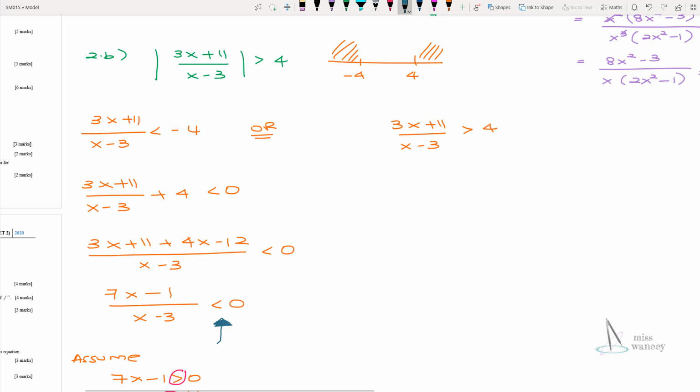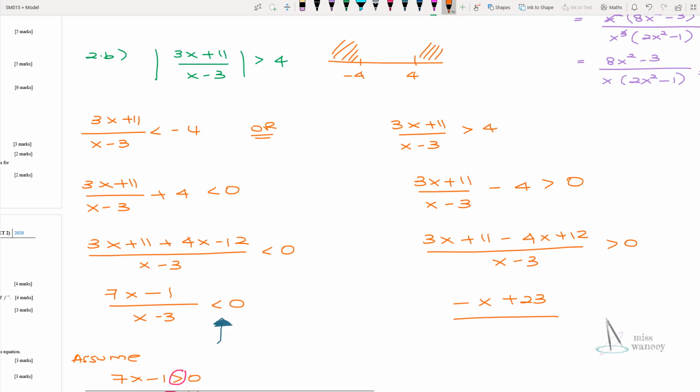Okay, so we got (3x plus 11) over (x minus 3) to be greater than 4. So bring it to the left hand side. So (3x plus 11) over (x minus 3) minus 4 greater than 0. Okay, so this is (3x plus 11 minus 4x plus 12) over (x minus 3) greater than 0. 3x minus 4x, so negative x; 11 plus 12, so it will become positive 23 over (x minus 3) greater than 0. Okay, so now let us do the assume part.